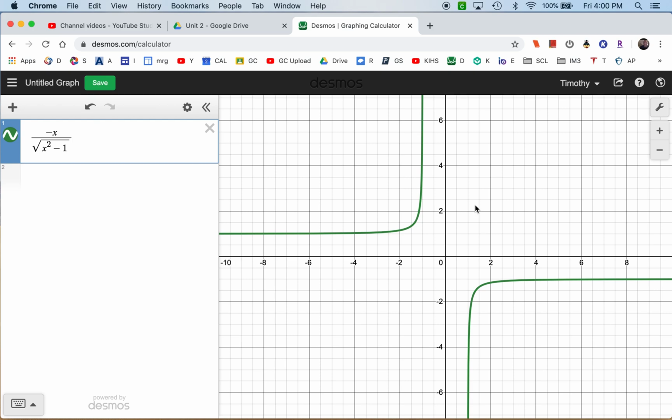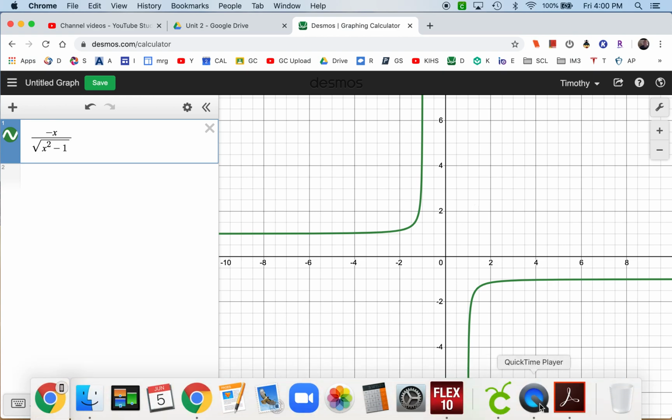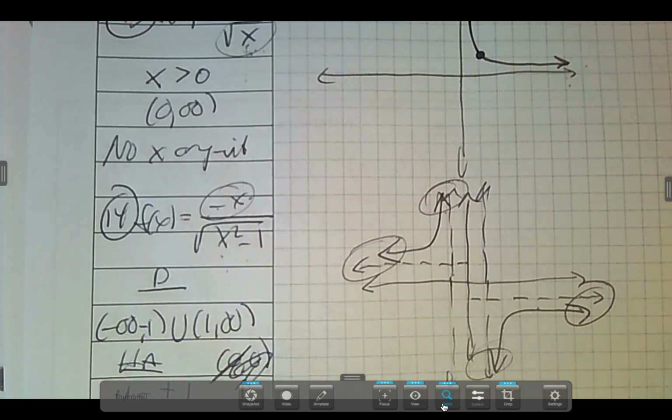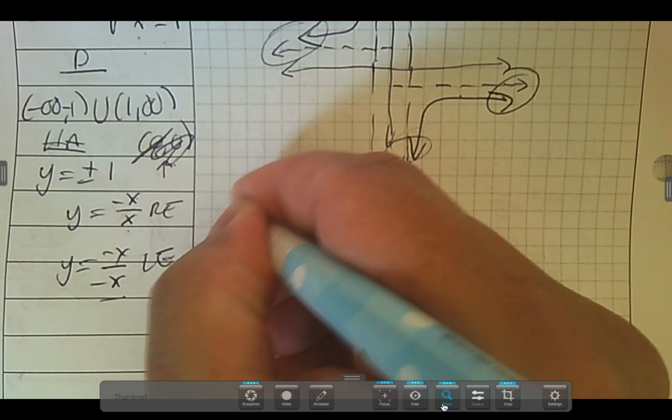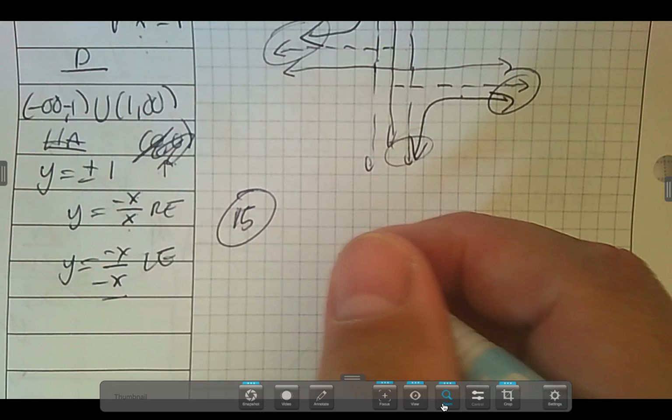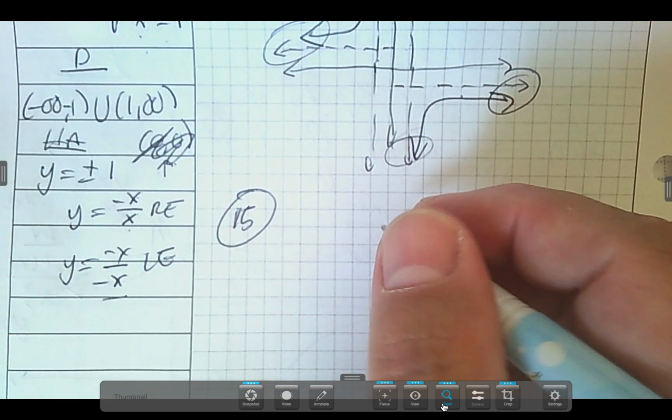Number 15 and on are not graphing questions. Number 15 are just limit questions, so they're going to be a lot simpler. So let's do that together, and then we'll be done for this assignment. The good thing about these assignments is that they're not just about the new lesson. There's always review questions embedded, so keep practicing so that you don't forget.